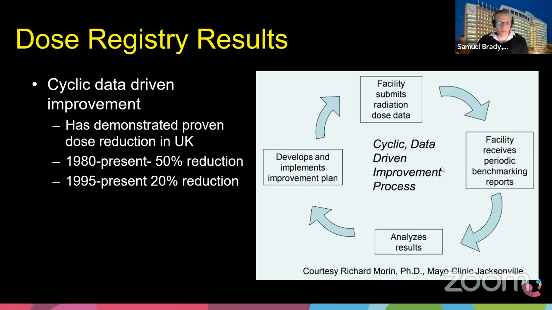And I give you this example. It's a great example from the UK. In 1980, they established their first DRLs, and over that time period, they were able to reduce nationally their doses by 50%. A few years later, now that you've got the national dose average come down, you need to recalculate your DRLs. And they did that about 15 years later, in 1995. They did the process again, and they reduced their doses yet another 20 percent.